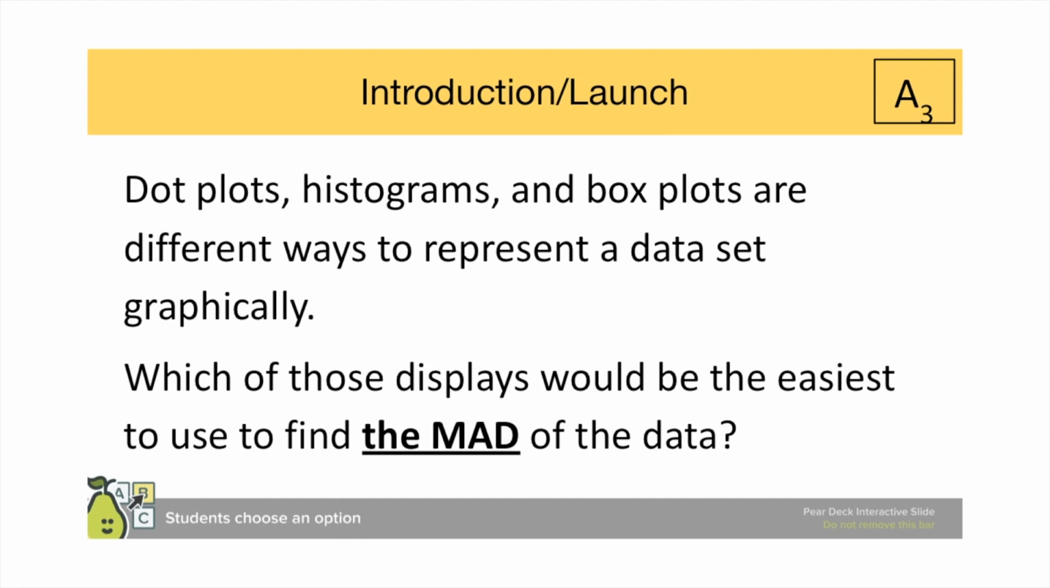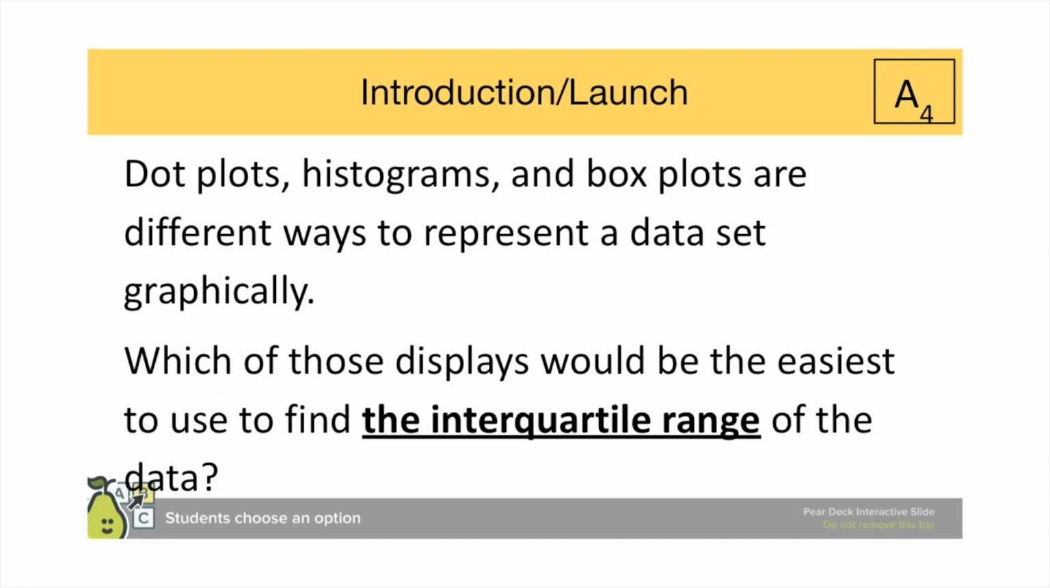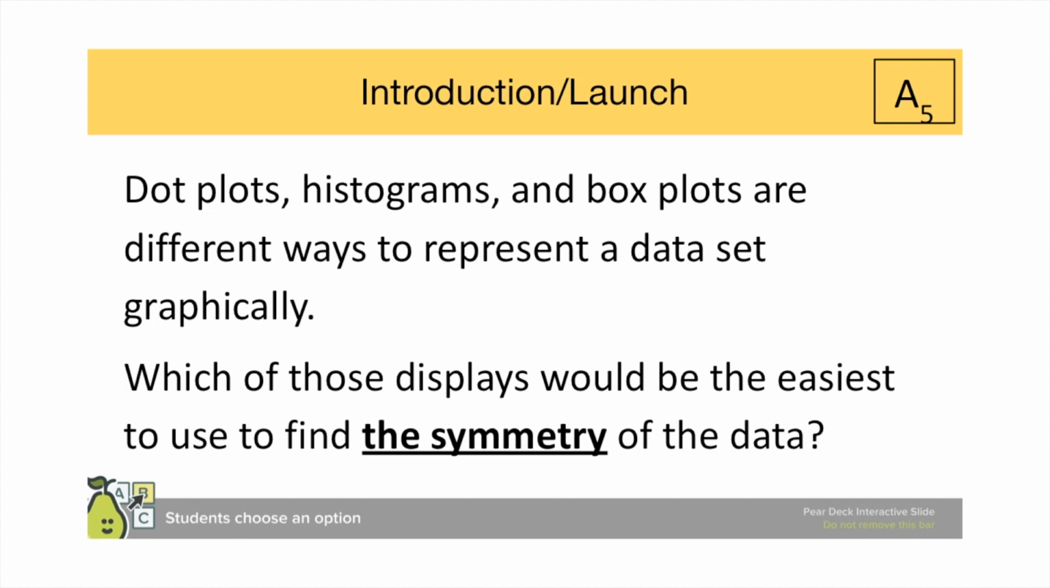Which of the displays would be the easiest to find the MAD of the data? Students can say dot plot. Which of the displays would be the easiest to use to find the interquartile range of the data? Students can say box plot. Which of the displays would be the easiest to use to find the symmetry of the data? Students can reply with either dot plot or histogram. As a synthesis for each question, you can have at least one student share their reasoning for each question.